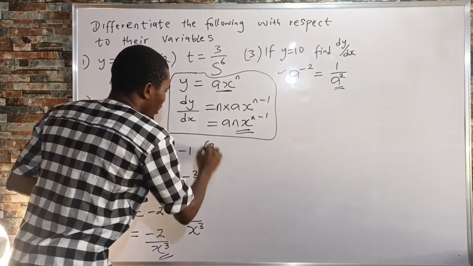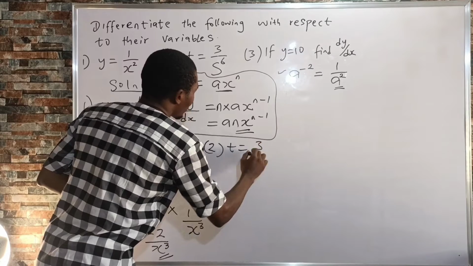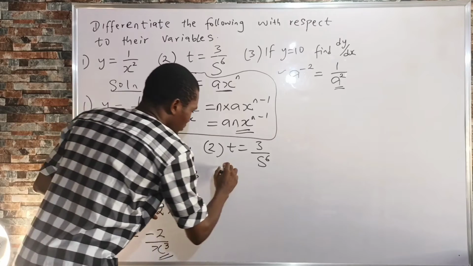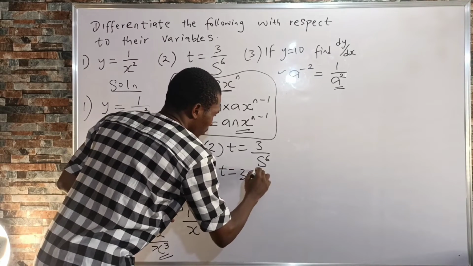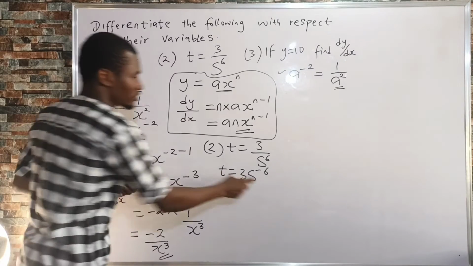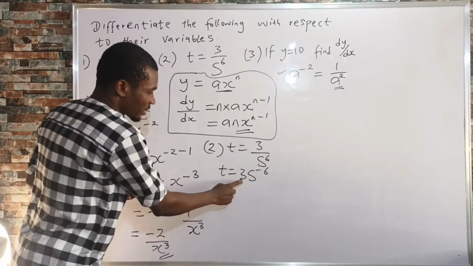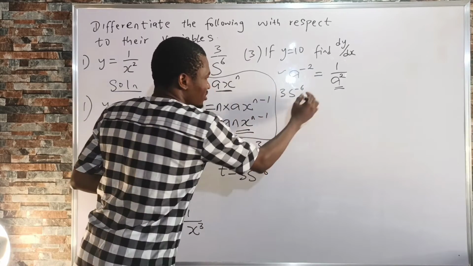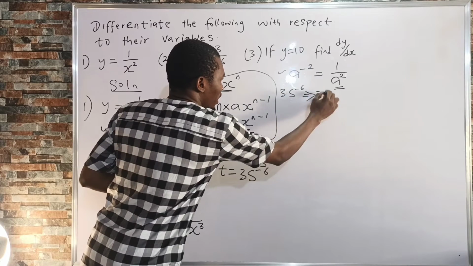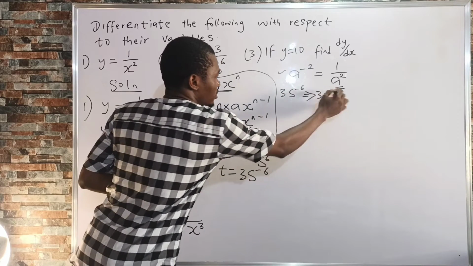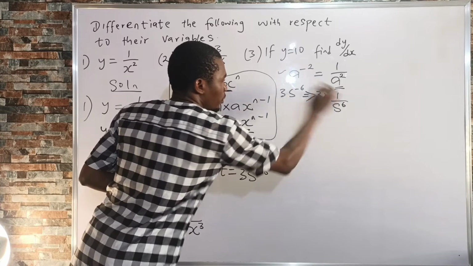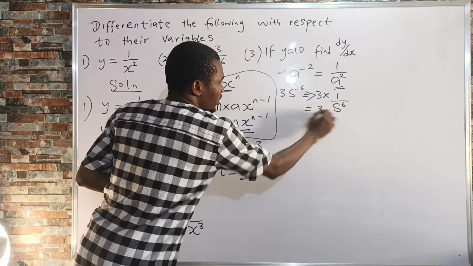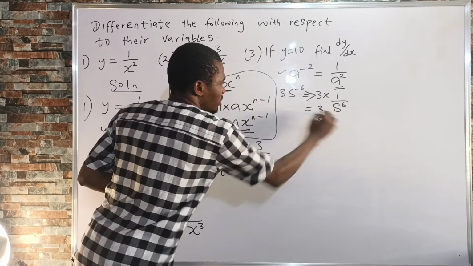From the second question, we have that t is equal to 3 over s raised to the power of 6. Remember, this can still be put as t is equal to 3s raised to the power of negative 6. I just apply this law of indices here. Remember that 3s raised to the power of negative 6 is the same thing as saying 3 multiplied by s raised to the power of negative 6, taking the reciprocal, we have the positive value of 6, and this is equal to 3 multiplied by 1 is 3, and that is all over s raised to the power of 6.